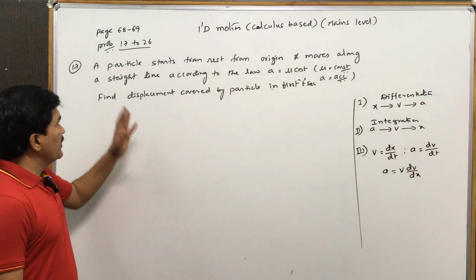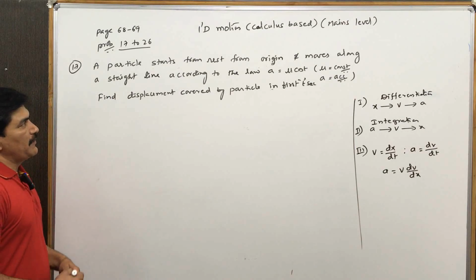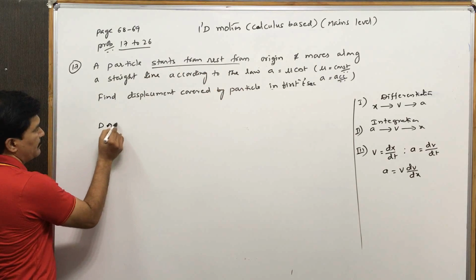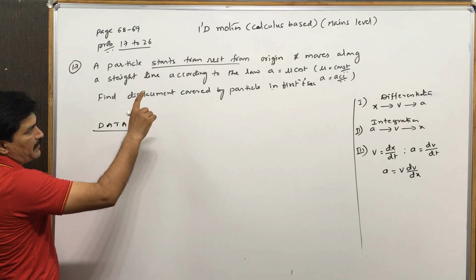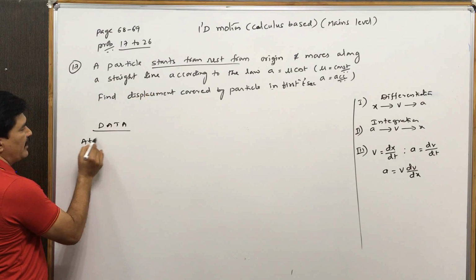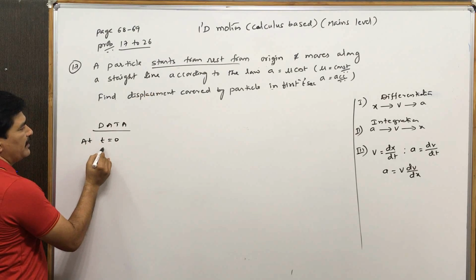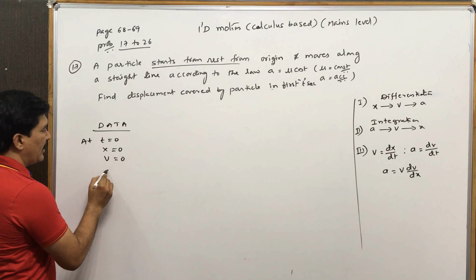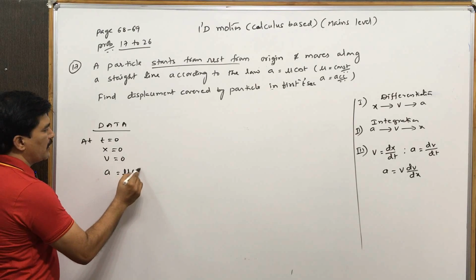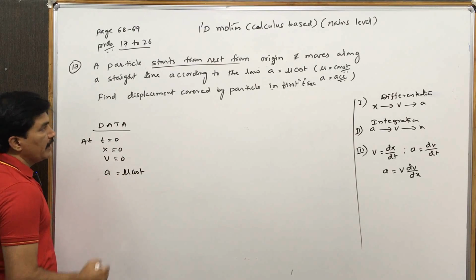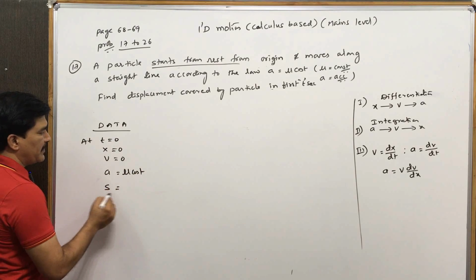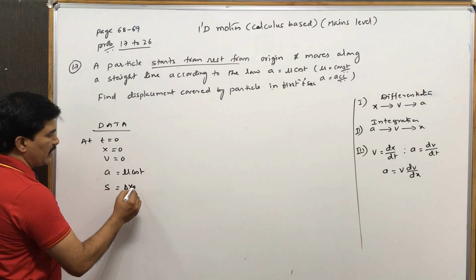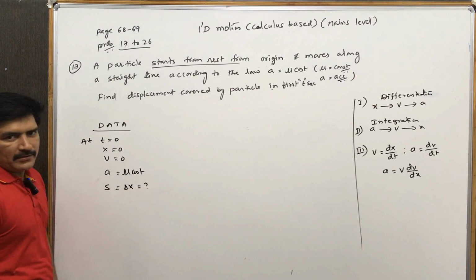Now, if you look at this problem, a particle starts from rest. First of all, write down the data. Starts from rest from origin indicates that at t equal to 0, x is 0 and v is 0. He gave acceleration as mu cos t, and he is asking displacement, but in one dimension displacement is nothing but the change in x coordinate, that value I need to find out.